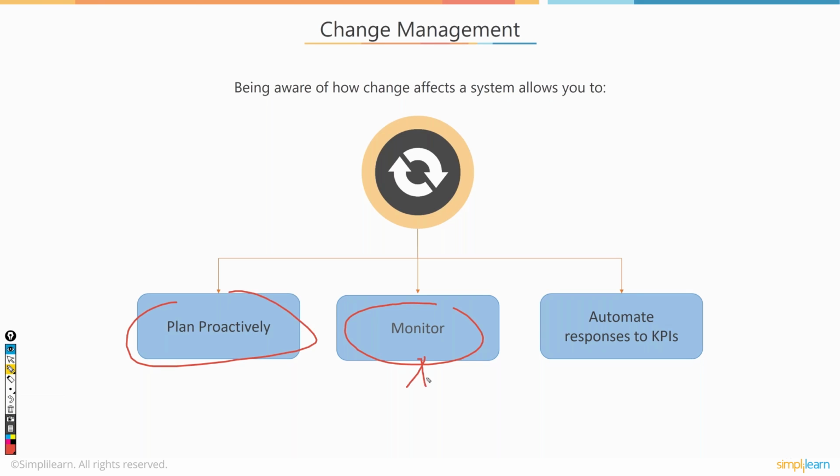You need to monitor all the systems, which means that you are aware that the production system is up and running, and also automate responses to KPIs, which means that you can automate specific tasks, and all the actions can be fully automated and can be, for example, emailed to you. That is very important. Let me go further.